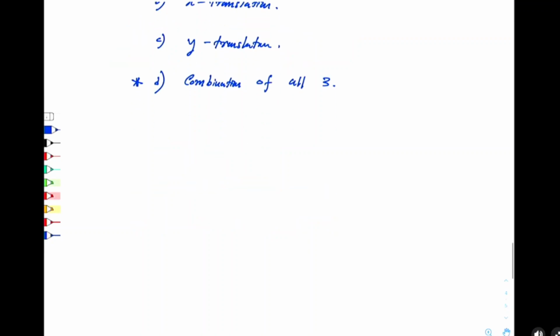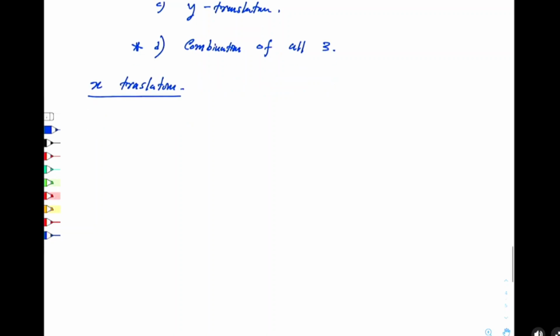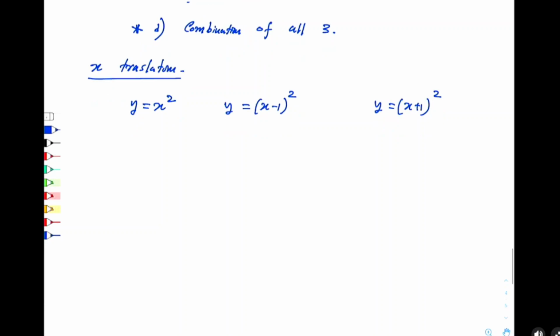Now, I'm going to start with X translation first, because it is easy. Also, you have done these things in grades 9 and 10. You know that y is equal to x squared. Okay, listen to this. X translation: you know y is equal to x squared, and you know y is equal to (x minus 1) squared. Also, you know y is equal to (x plus 1) squared. Year 9, 10. If you plot it, this would be like this. This would be like this.